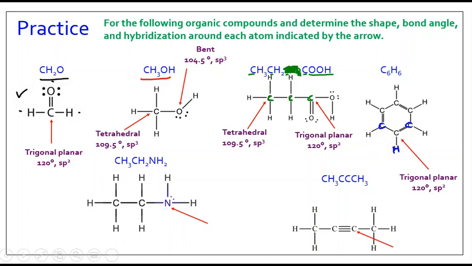We already know this. Getting down to the last 2 examples over here. Looking at the nitrogen in this amine one. This one has an amine in it, NH2. What would be the shape around that nitrogen there?